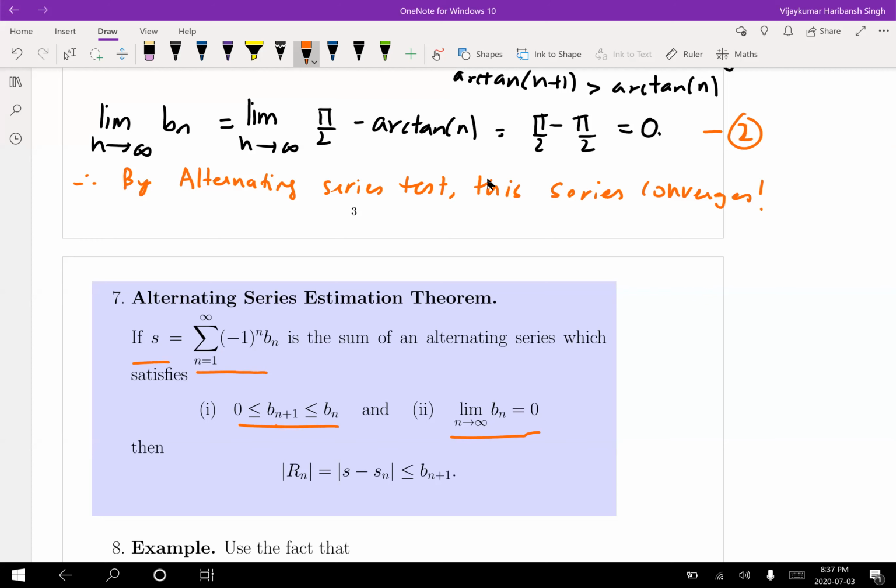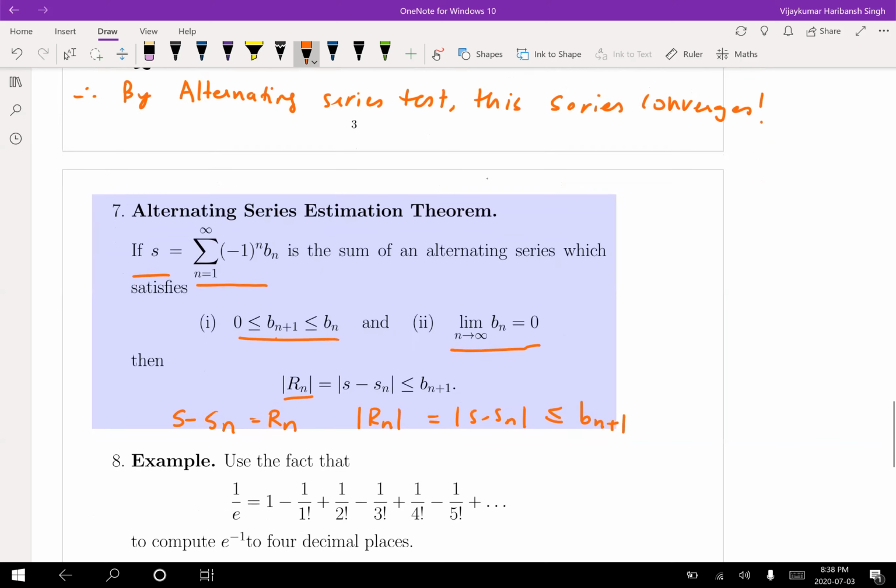Then, if we find R_n, what will be the bound on R_n? What do I mean by that? S minus S_n is your R_n, right? This is how R_n is defined. So the absolute value of R_n is the absolute value of S minus S_n, and the idea is that that is less than or equal to b_{n+1}. So this is an estimation of this guy.